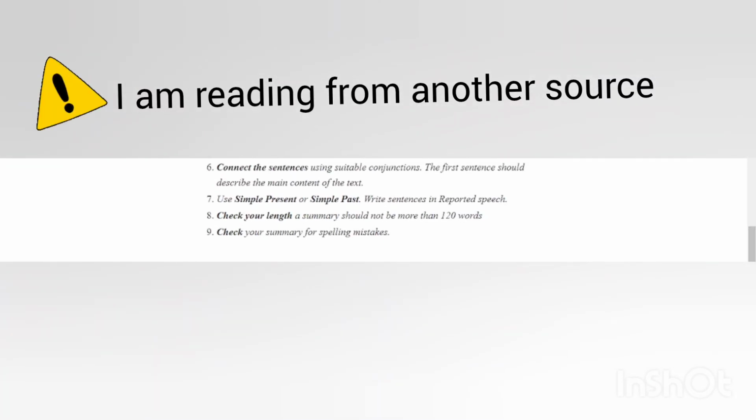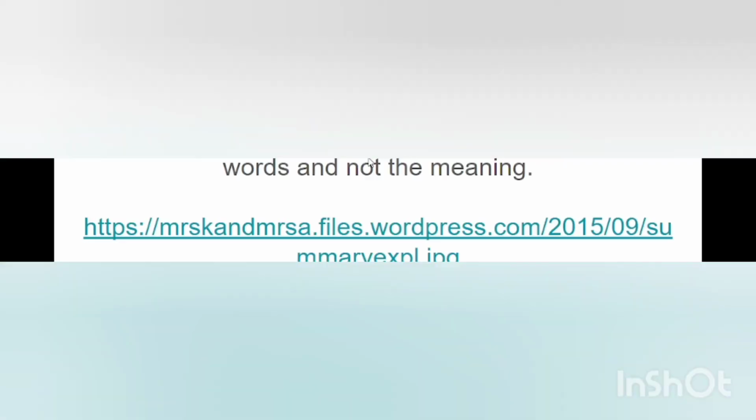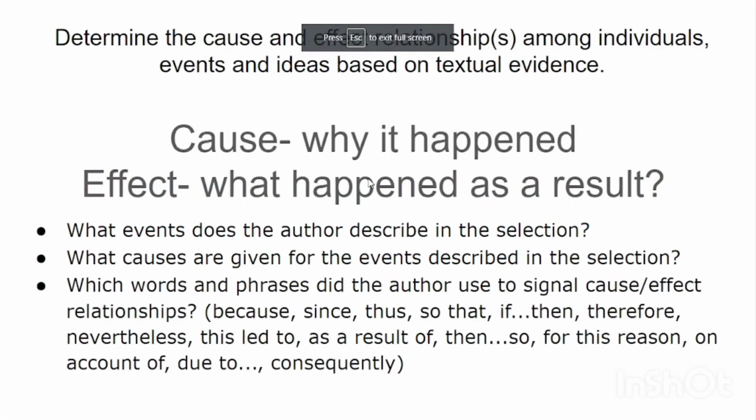So, now I'm going to go back to the presentation. And this is what we are going to talk about. Determine the cause and effect relationships among individual events and ideas. So, in other words, cause and effect. Cause is why it happened, effect is what happened as a result, right?